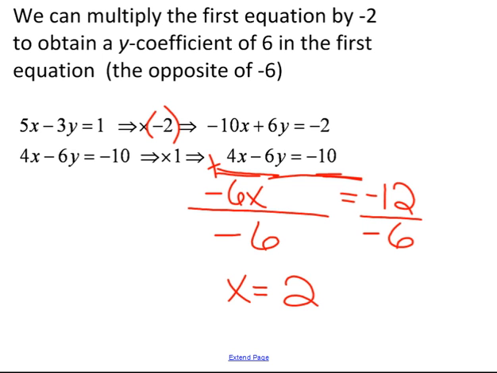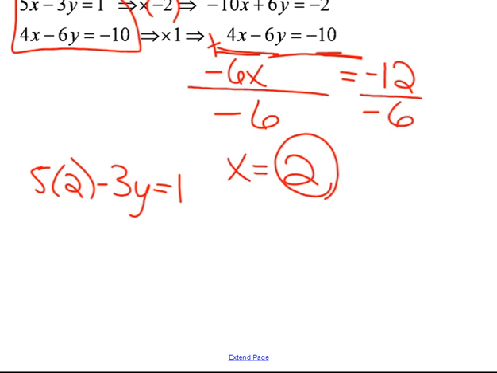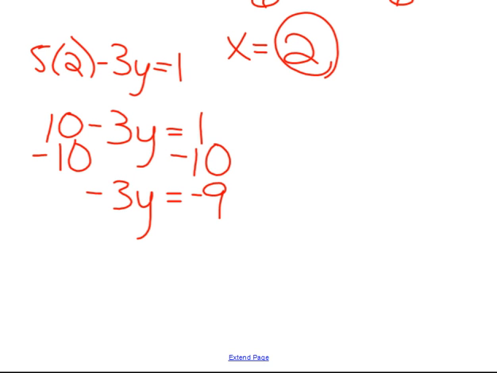Once I know one of the variables, I plug it in to one of the original equations, doesn't matter which. I'd probably do the top equation just because the numbers are a little bit smaller, but it doesn't matter. 5 times my x value of 2, which comes from here, minus 3y, again I'm doing the top equation, is equal to 1. 10 minus 3y. You got to get the y by itself. Subtract 10. And divide by negative 3. This is negative. Make sure you divide by negative. And y is equal to 3.